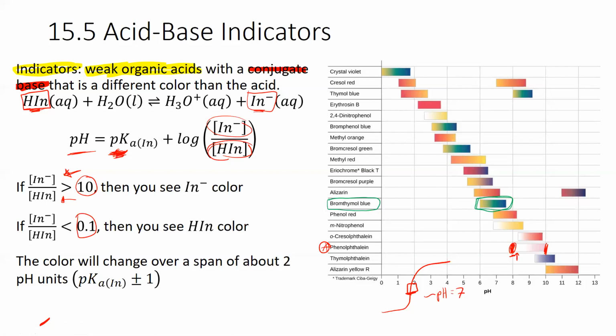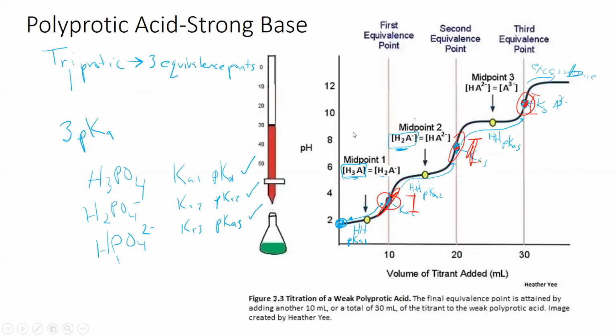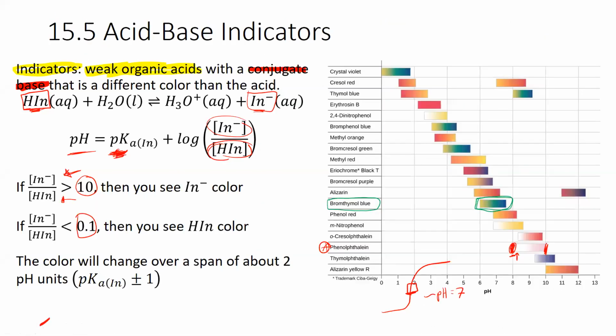But you'll notice there are also a couple of indicators up here that have 2 equivalence points. So you'll notice that these 2, those ones there and those ones there, have 2 equivalence points to them. So you can tell that those are diprotic indicators.